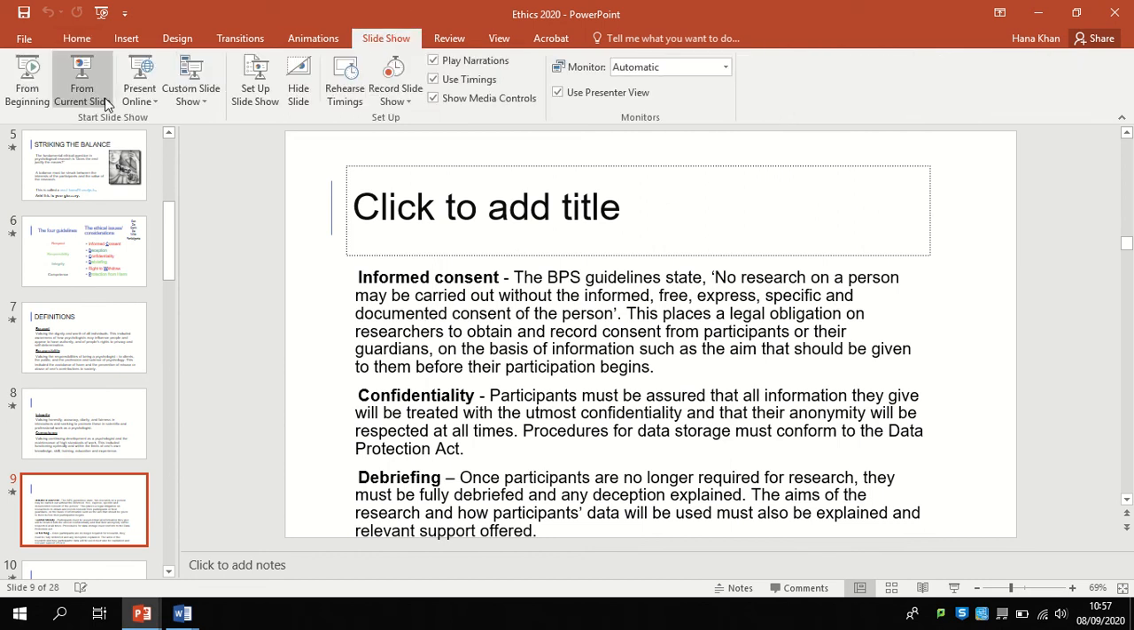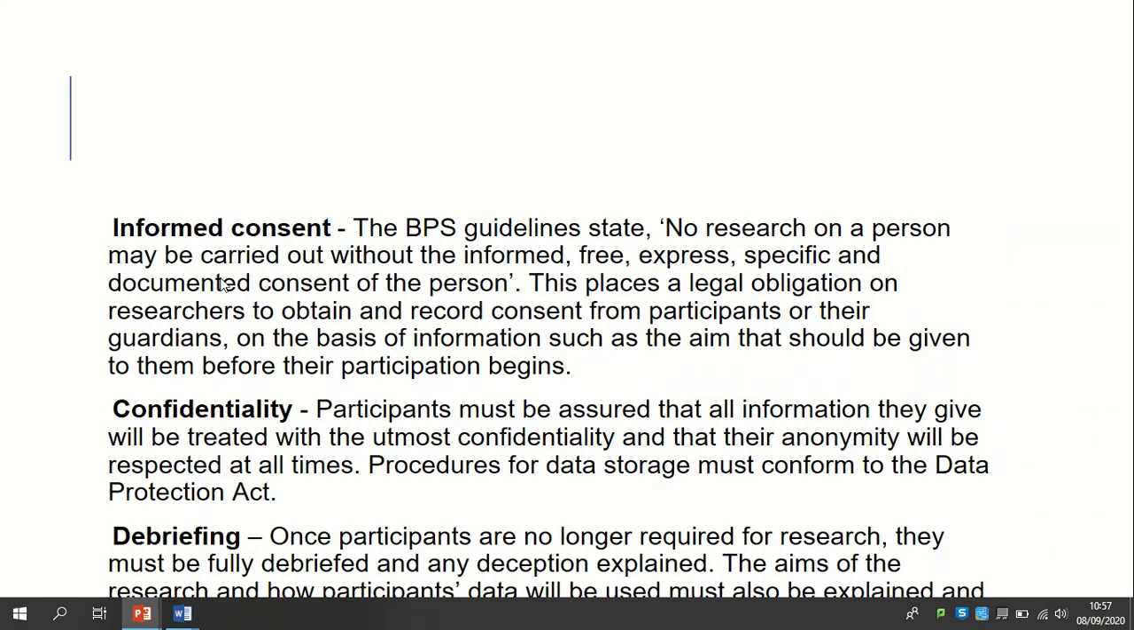So you do need to be writing this in your booklet. Informed consent is basically, the British Psychological Guidelines state, no research on a person may be carried out without the informed, free, express, specific, and documented consent of that person. This places the legal obligation on researchers to obtain and record consent from participants or their guardians on the basis of information such as the aim that should be given to them before the participation begins.